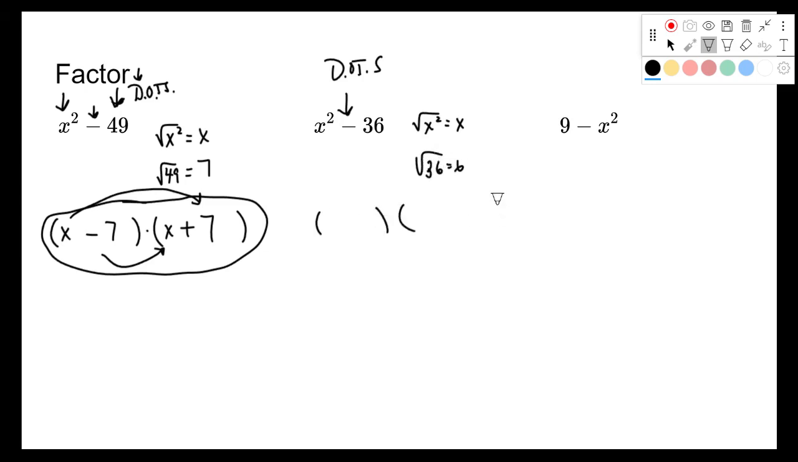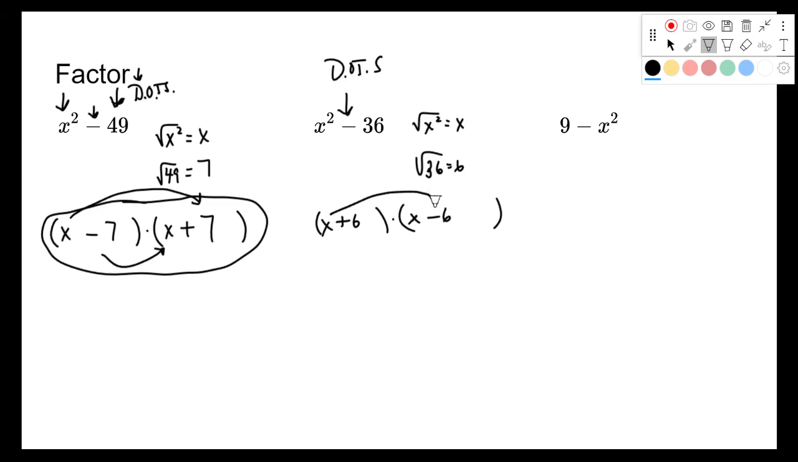So now I'm going to try to factor what I have here. X squared would split up into x and x, because x times x is x squared. The square root of 36 is 6. But when I multiply them, I have to get negative 36. So I need one of them to be a positive 6, the other to be a negative. Positive 6 times negative 6 is negative 36.